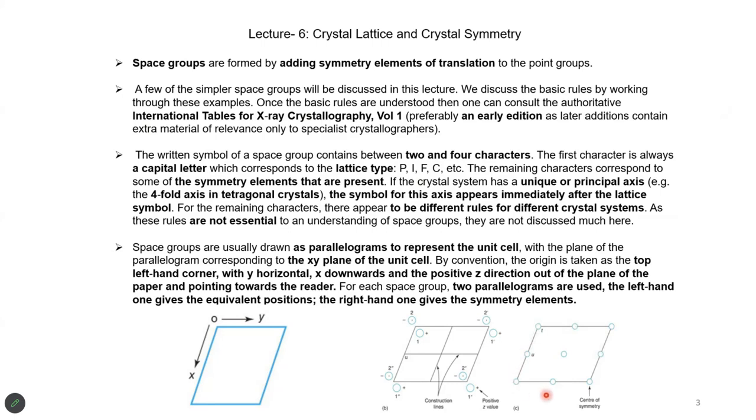The right-handed one is the representation for symmetry elements, and the left-handed one is the representation of equivalent positions. This is the convention we have to remember: the rule, and the convention to represent the space group. We remember that, and then we take one or two or three examples and discuss them in the International Tables for Crystallography, Volume 1, and you can understand all this.